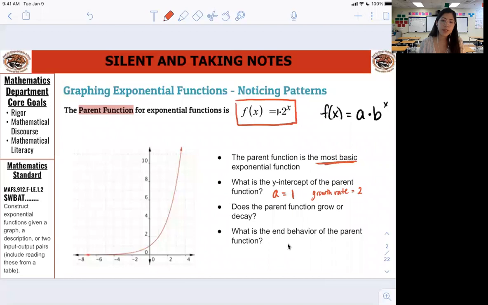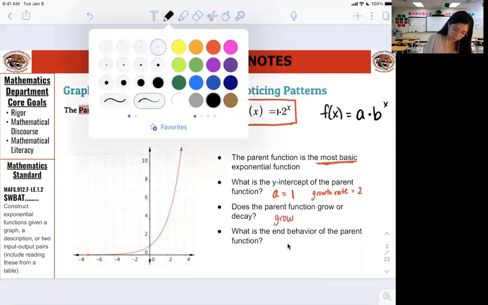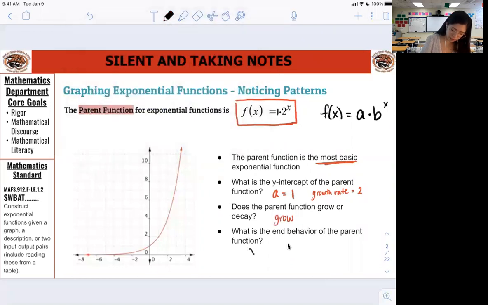Is it increasing or decreasing? Increasing, so it's growing. And let's do the end behavior. So here's one more chance to practice the end behavior. I'm going to write the beginning of it, and I want you guys to think about what's going to go in the blanks.